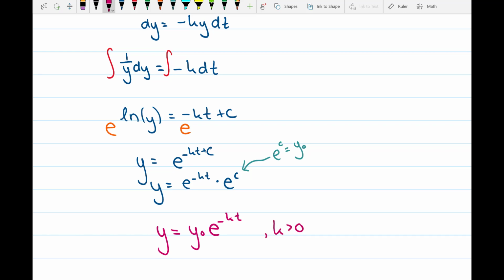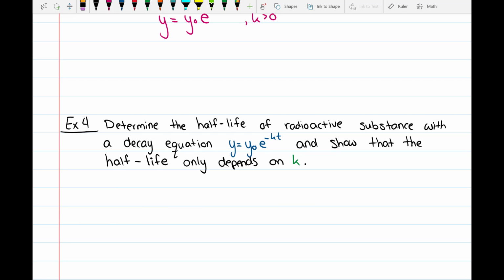So again, this is very similar to our exponential growth equation when we did compound interest. The only difference is the negative. So in example 4, we're going to determine the half-life of a radioactive substance with a decay equation y equals y naught e to the power of negative k times t, and show that the half-life only depends on k. So what we want to show is that the half-life of any radioactive substance does not depend on how much of the substance we're starting with.